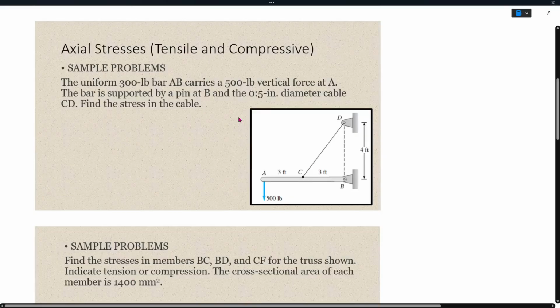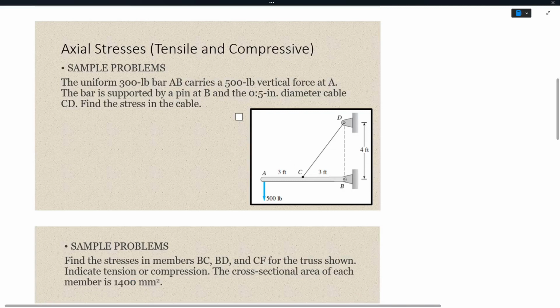Now, let's try to deal with problems that will refresh our knowledge in statics, because in most cases, we will be solving the internal forces in our members, which will be obtained from our equilibrium equations. Now, for our first problem, we have a uniform 300 lb bar AB, which carries a 500 lb vertical force at A. Now, lb just means pounds.